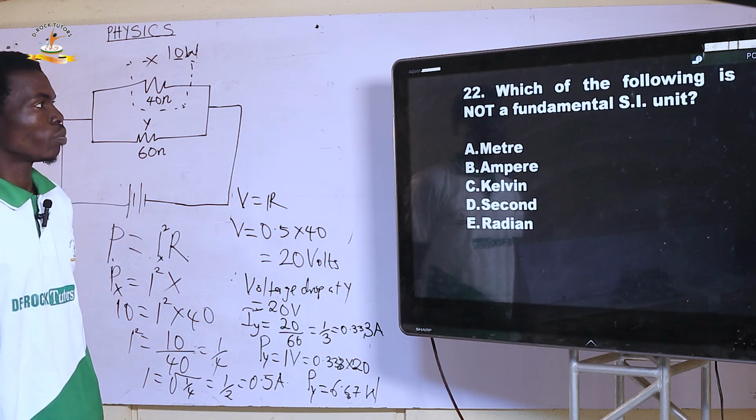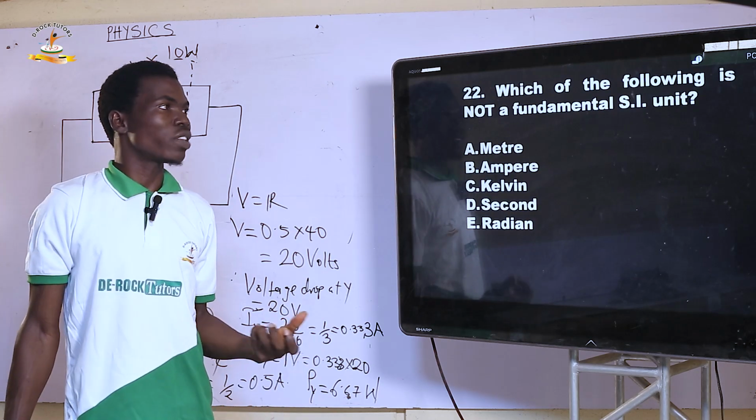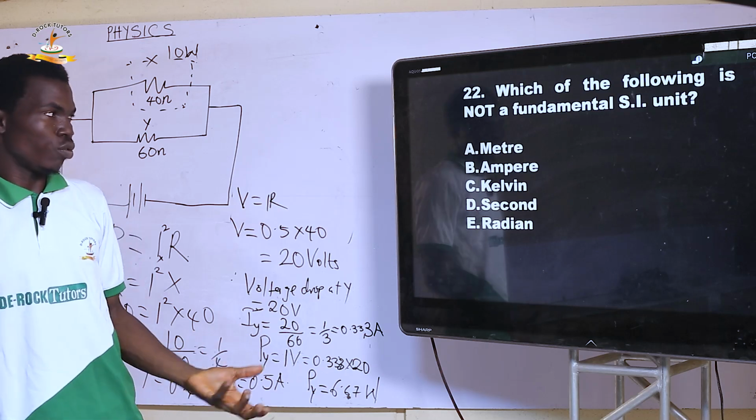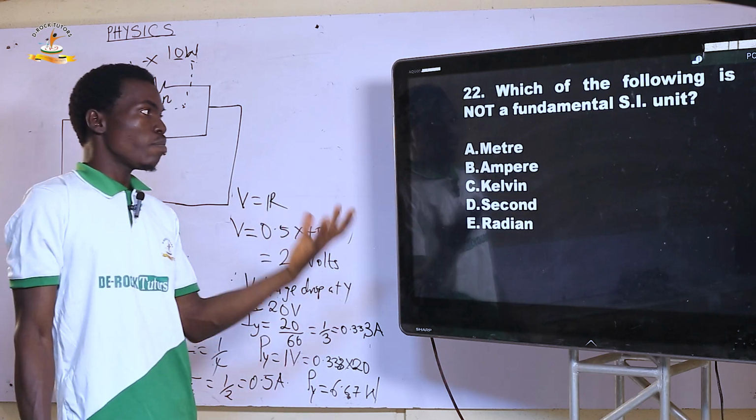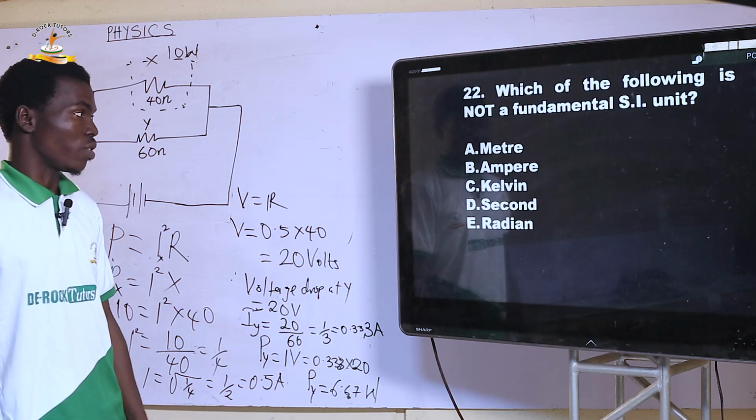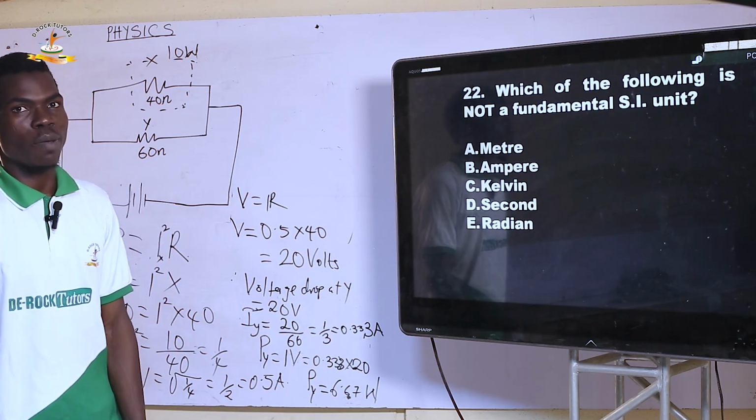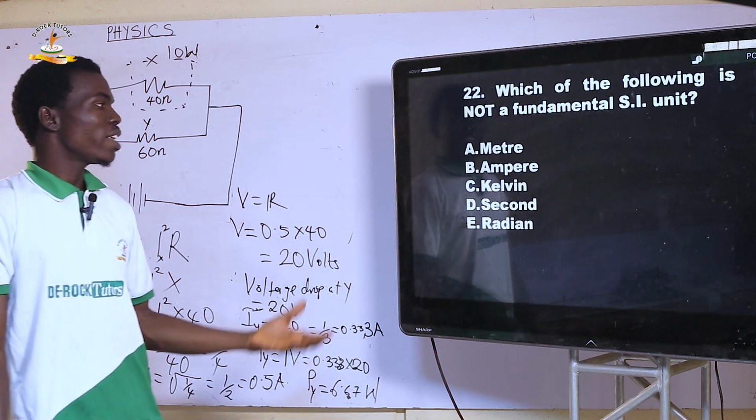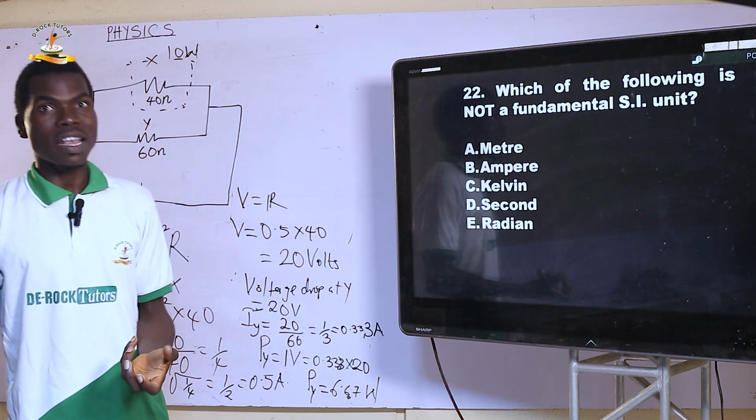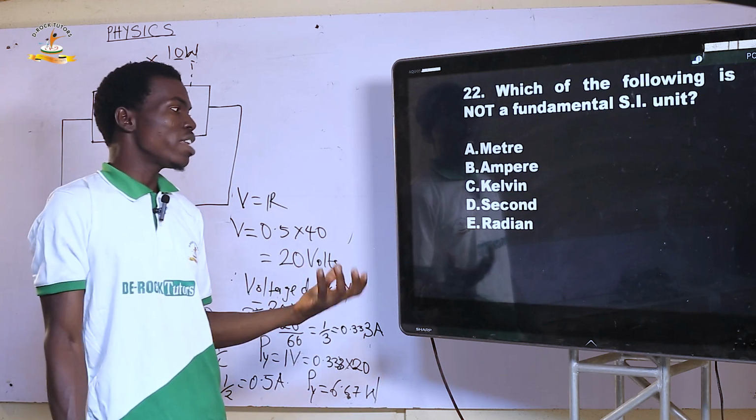And the next question, question 22. Which of the following is not a fundamental SI unit? A, meter is a fundamental SI unit. B, ampere is a fundamental SI unit. C, Kelvin is a fundamental SI unit for temperature. D, second is a fundamental SI unit for time. Then E, radian.